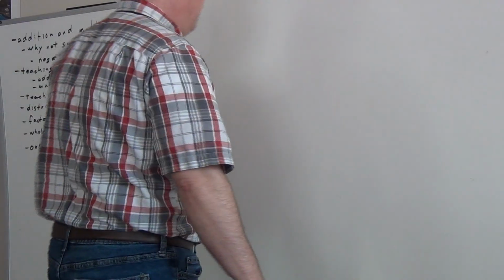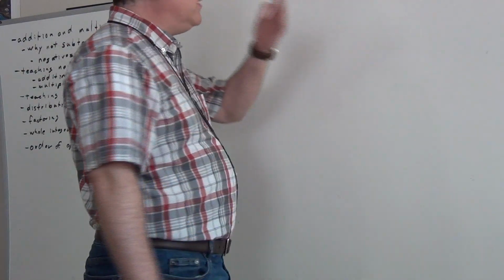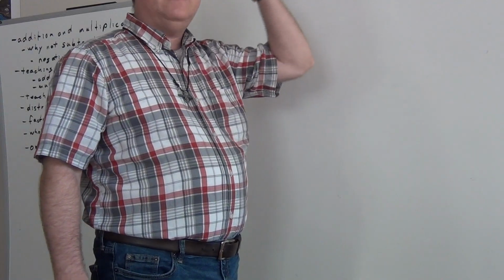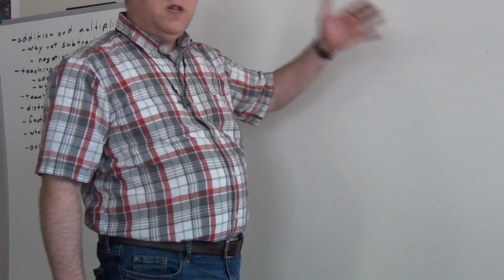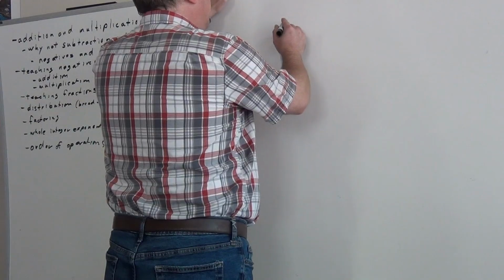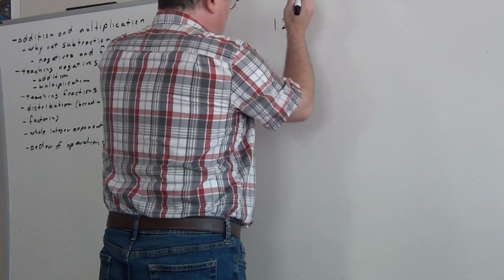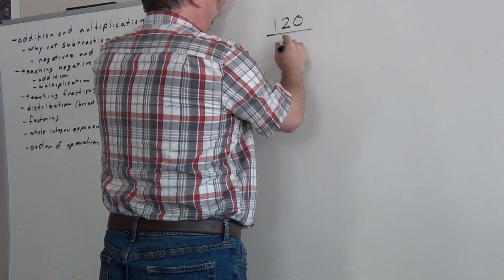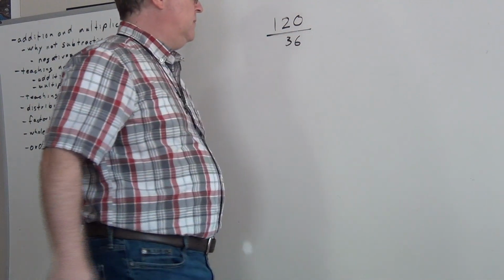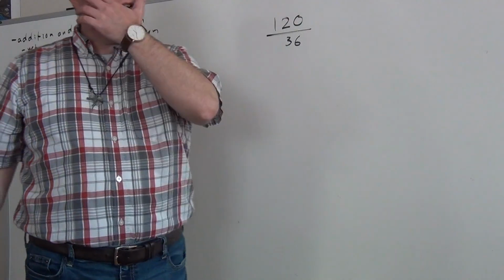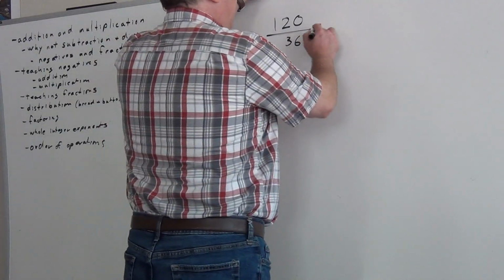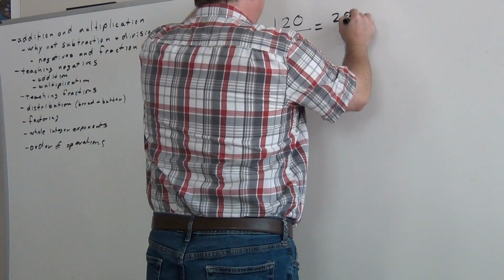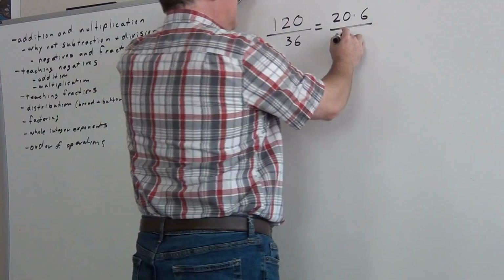All right, factoring. Why is factoring very important? We've been implicitly doing factoring and multiples every time we've been using fractions. So if you want to do 120 divided by 36, something like that. Well, how in the world are you going to do that? Well, you can factor out a 2. You can break this 120 into 20 times 6. And you can break this 36 into 6 times 6.